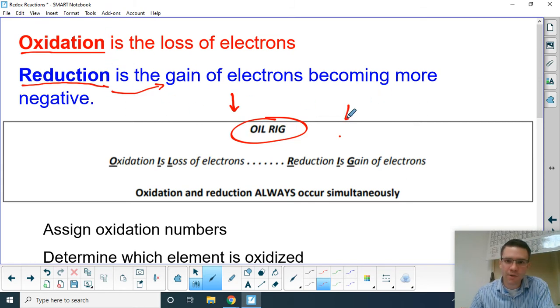Or you could do Leo the lion. This is a common one too. Leo the lion says grr. And the Leo part, losing electrons, is oxidation. Grr, gaining electrons, is reduction. Have some way to keep track of this because you're going to have to assign these terms for each element.